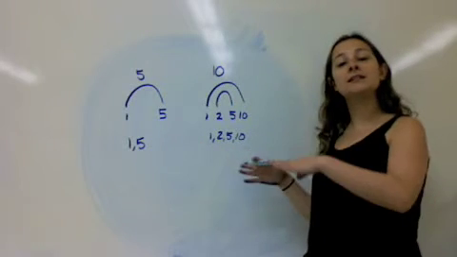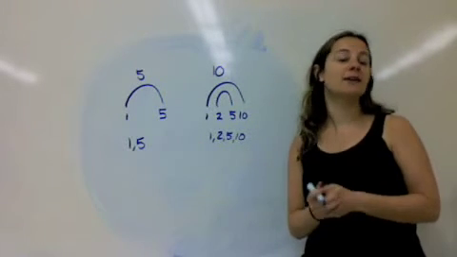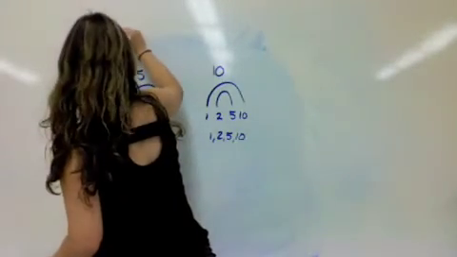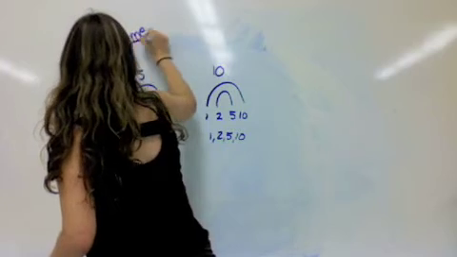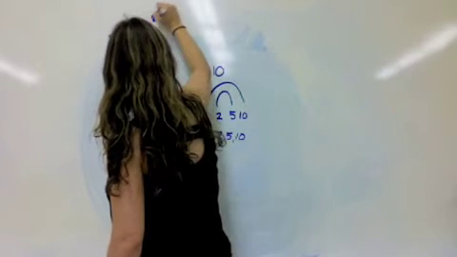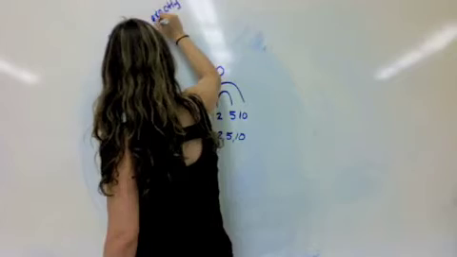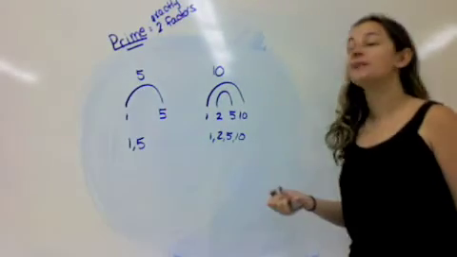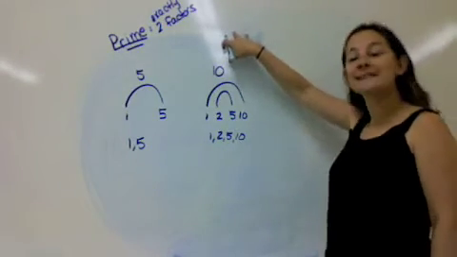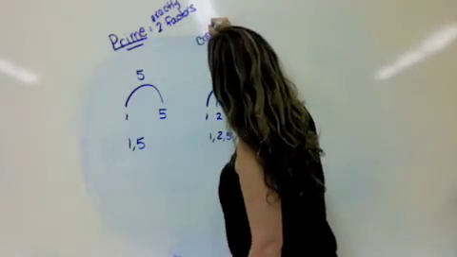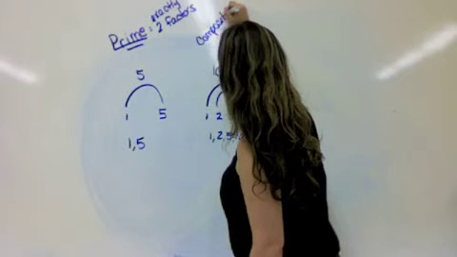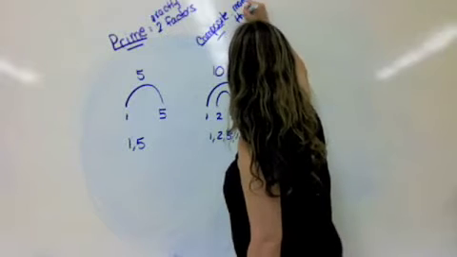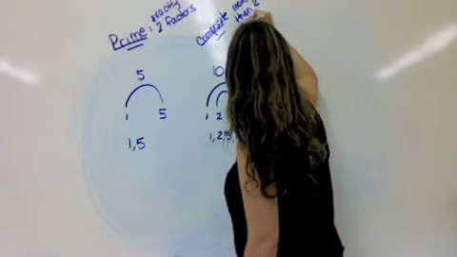So we're going to use this information to help us understand prime and composite numbers. A prime number, and I'm going to write that over the number 5 for a very specific reason, is any number that has exactly 2 factors. So a prime number has exactly 2 factors, where a composite number has more than 2 factors, like in the case of the number 10. So I'm going to write more than 2 factors.